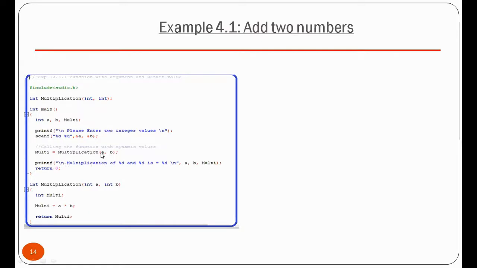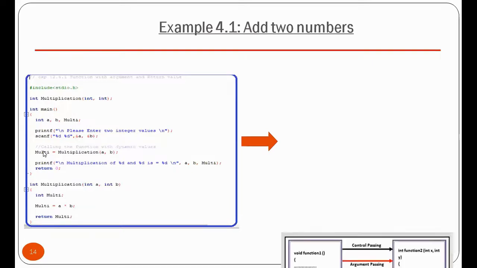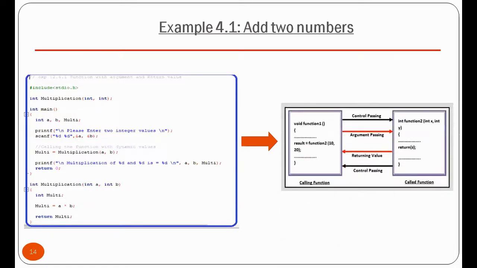So when we call the function, control goes to where the function is defined. Here we have two arguments a and b, and what is the function doing? It is multiplying a and b and returning the result to where the function was called, and here it is being saved. So this is the control flow.